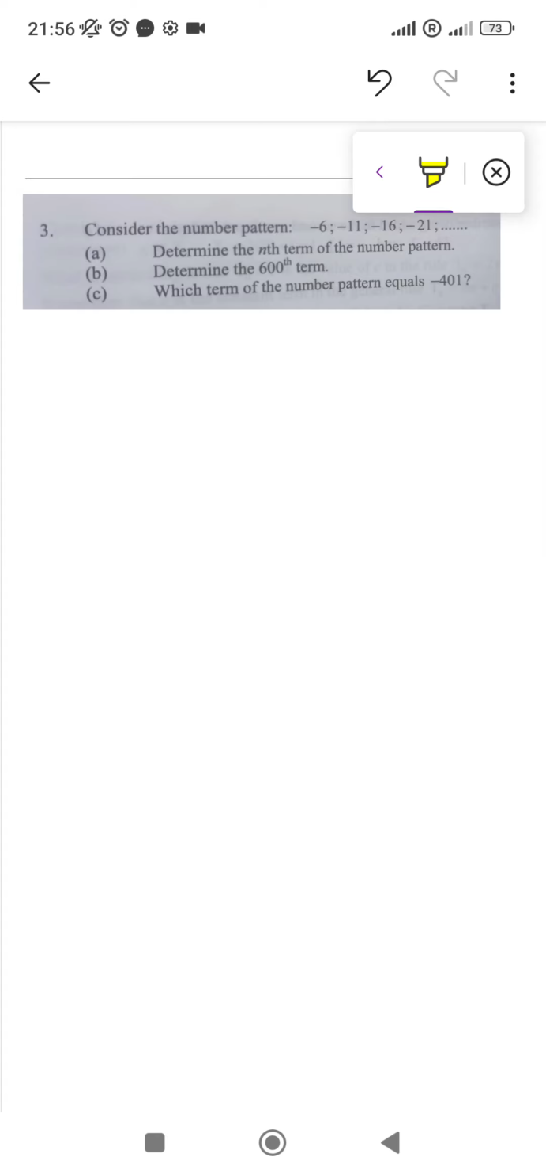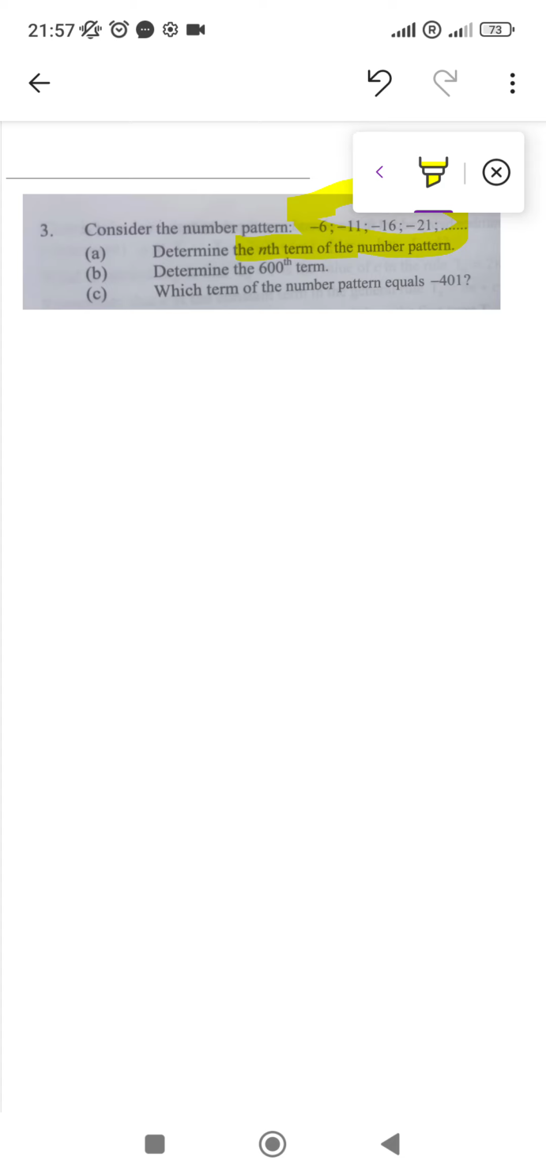Right, learners, we are back with some quick math. We are dealing with number patterns. Okay, this is for grade 10s. And the question above has that number pattern over there, and we need to determine the nth term.